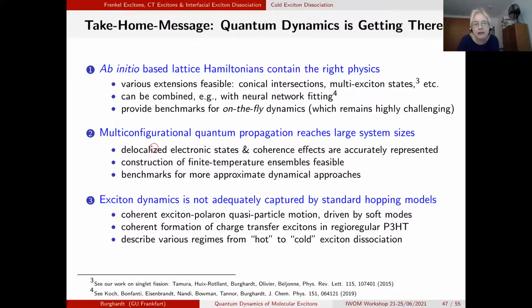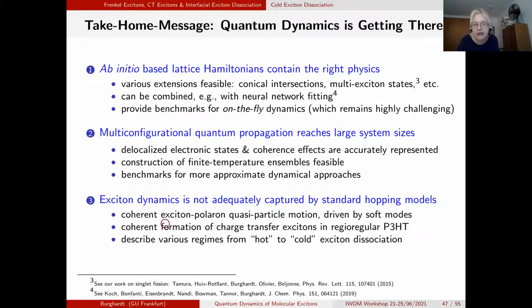Now, all this works because multi-configurational methods actually reach large system sizes. And there are actually various types of such methods. Maybe some of you have heard about matrix product states, very closely related to MCTDH. So these methods are now ready to go for these large system sizes.